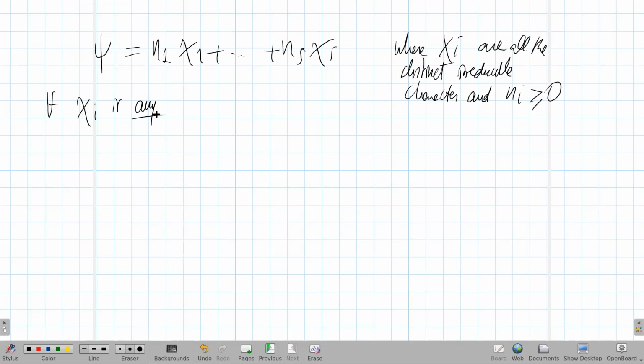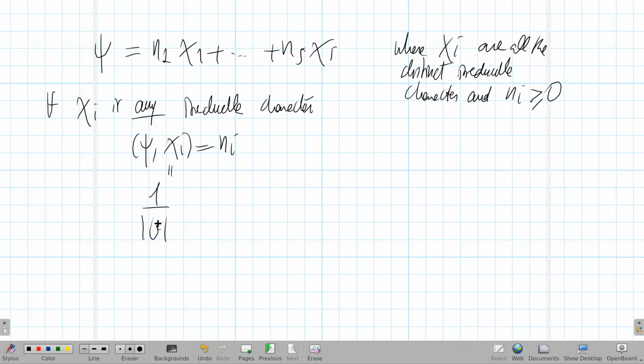If chi I is any irreducible character, then on the one hand, the inner product of psi and chi I is ni, just by the orthogonality relations. You distribute, and the inner product of chi I with the other chi j is 0. But then what's this? This is 1 over the order of G, and then I take the sum over G. Let's rewrite it.